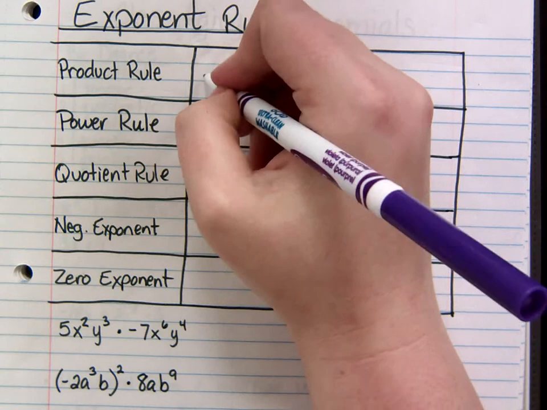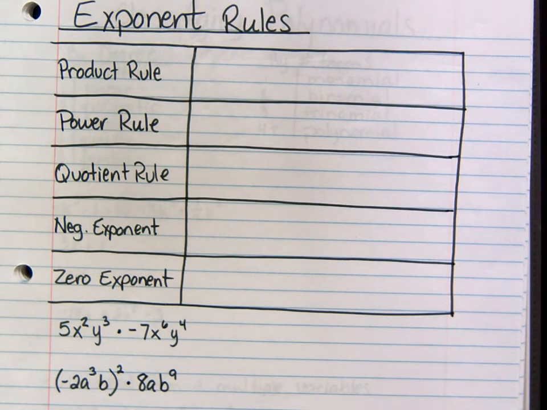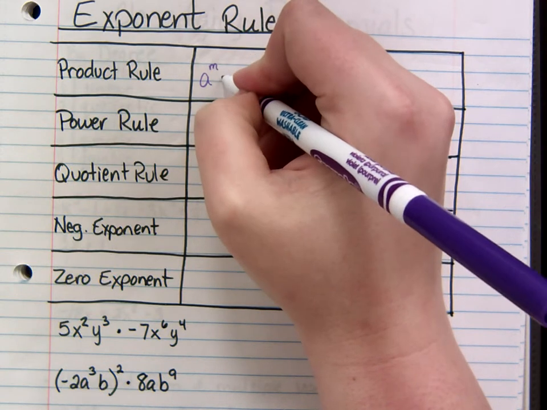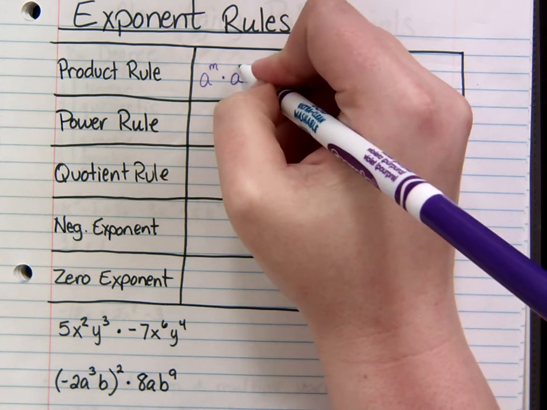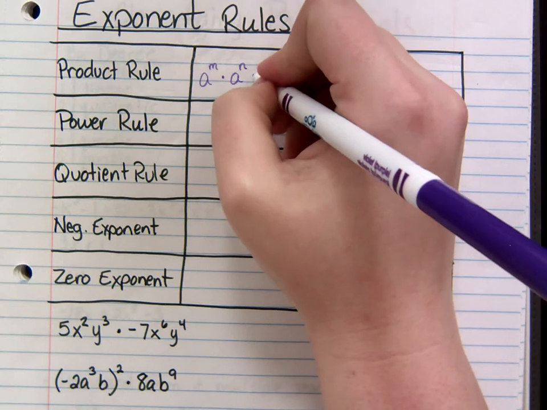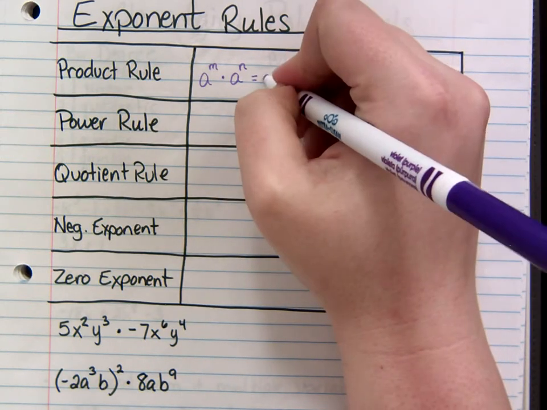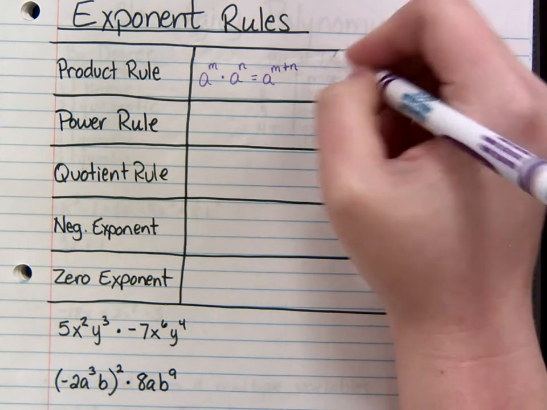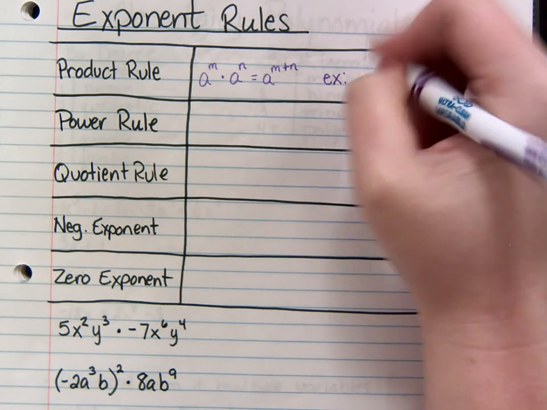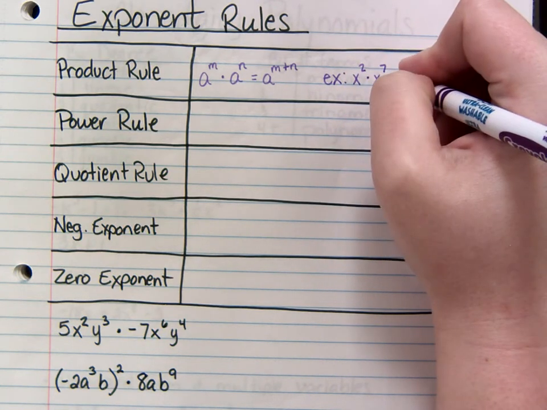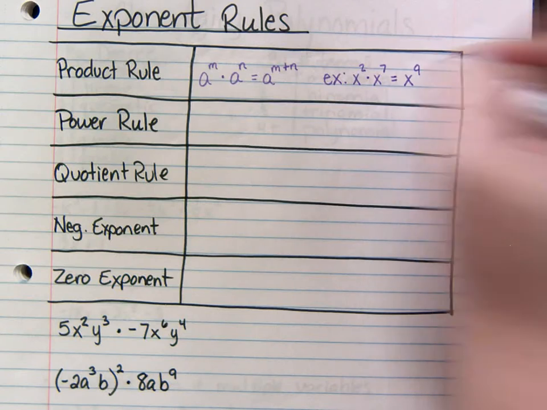For instance, the product rule is when you multiply monomials. So, for instance, if I had two numbers with the same base, but both raised to a certain exponent, in order to combine them, I would actually add the exponents. So, for example, if I had x squared times x to the 7th, I would get x to the 9th.